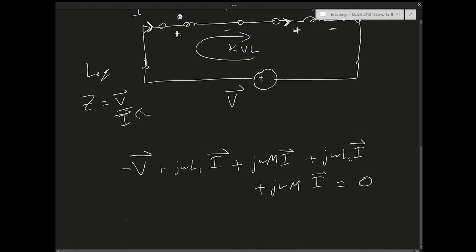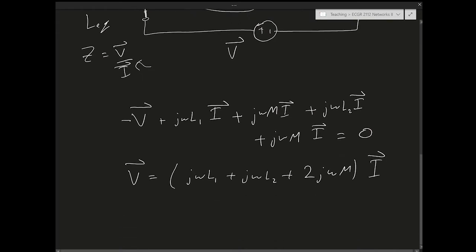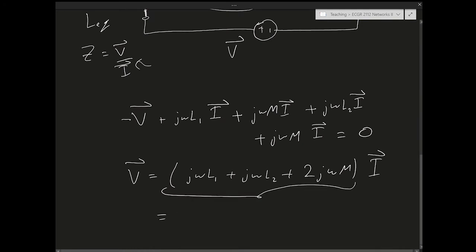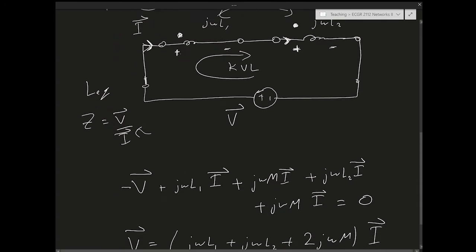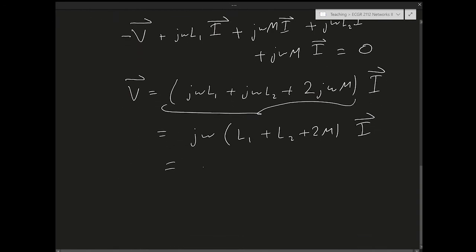Let me take V to the other side. I end up with V being, let me take I out, j omega L1 plus j omega L2 plus 2j omega M, right? I. I can rewrite this as, I take the j omega out, I end up with j omega (L1 plus L2 plus 2M) I. Right. So let's assume instead of this whole thing, there's an equivalent inductance here. What would the impedance be? The impedance would be j omega L equivalent I.